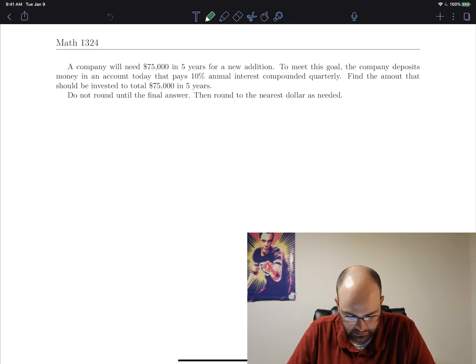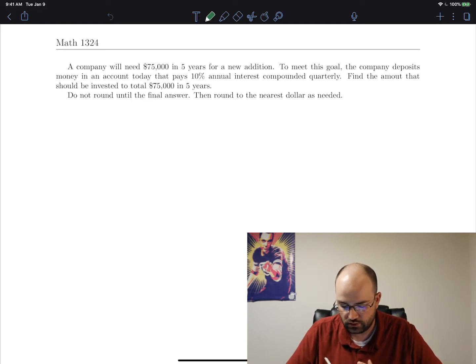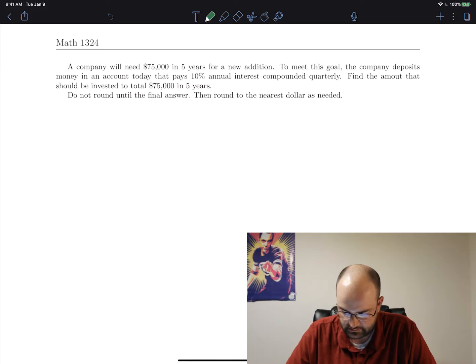In this example, we have a company that will need $75,000 in 5 years for a new edition. To meet this goal, the company deposits money in an account today that pays 10% annual interest compounded quarterly. Find the amount that should be invested to total $75,000 in 5 years. Do not round until the final answer. Then round to the nearest dollar as needed.